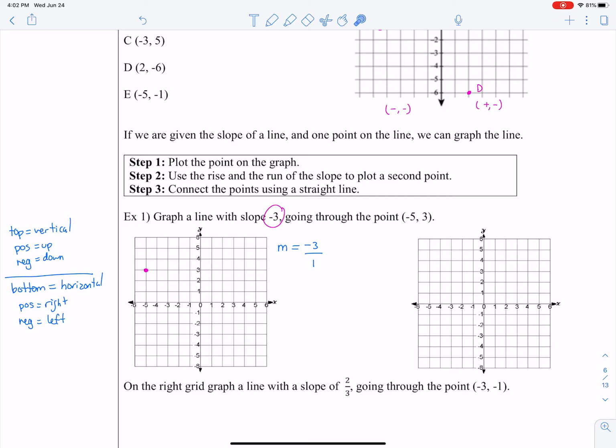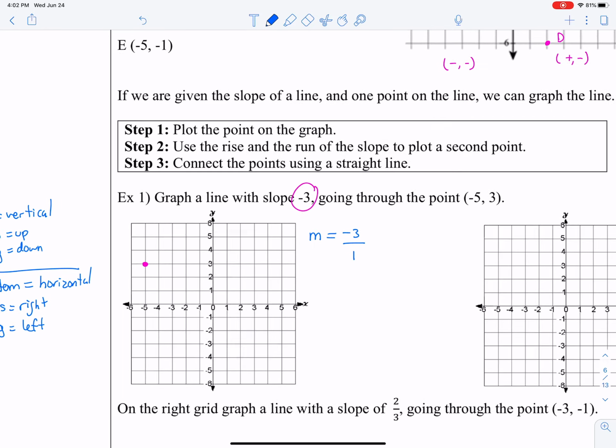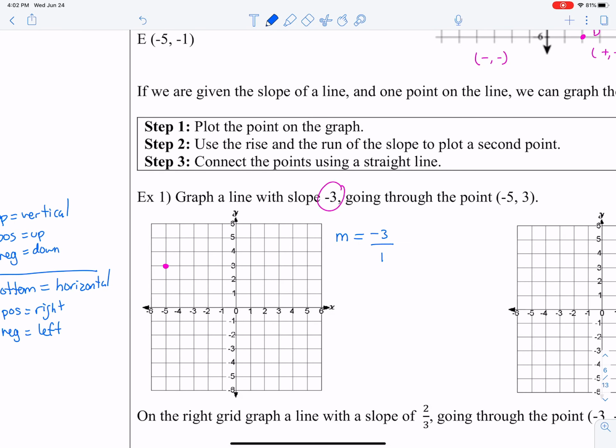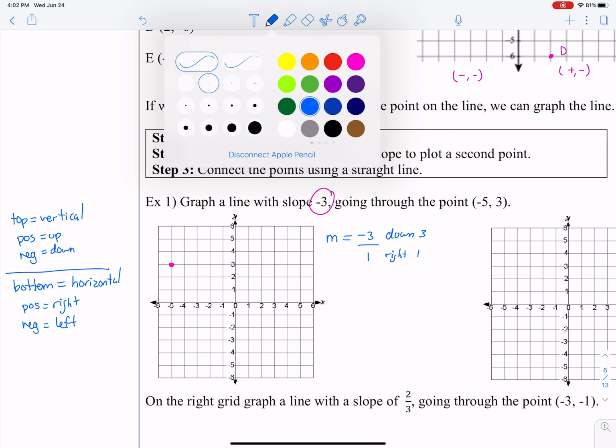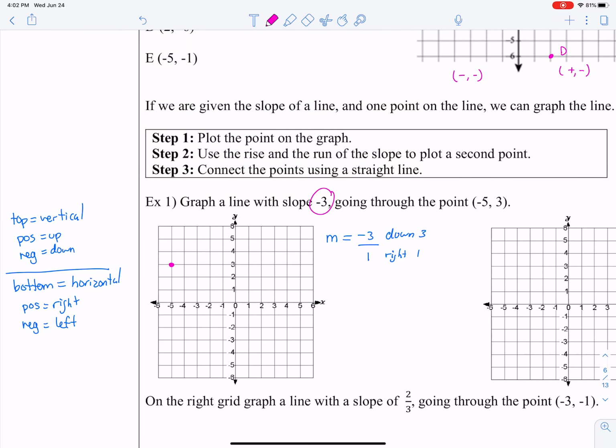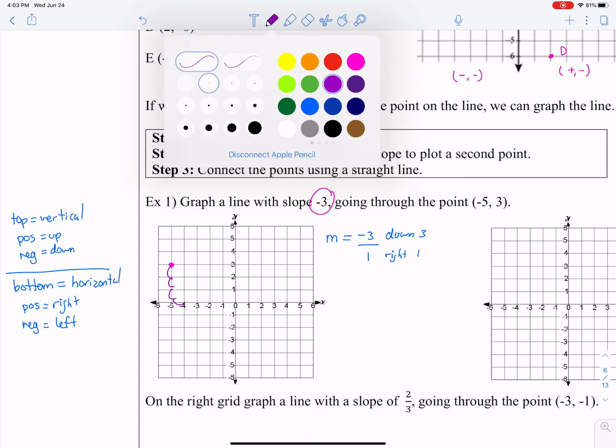Okay, here's our starting point that we plotted. That's where we're going to start counting from. I'm going to blow this up a little bit. And we're going to go -3, so that means down 3. The bottom number is positive, so we go right 1. Okay, so let's try that out. I'll use purple. Down 3, 1, 2, 3, right 1. So our next point is here.